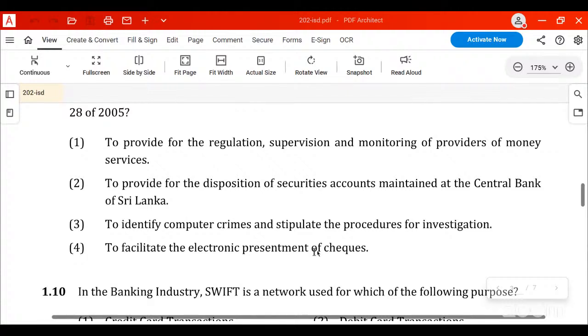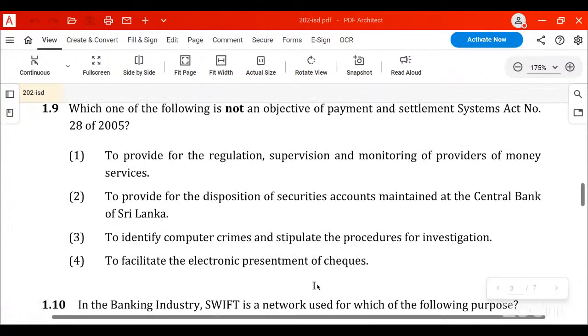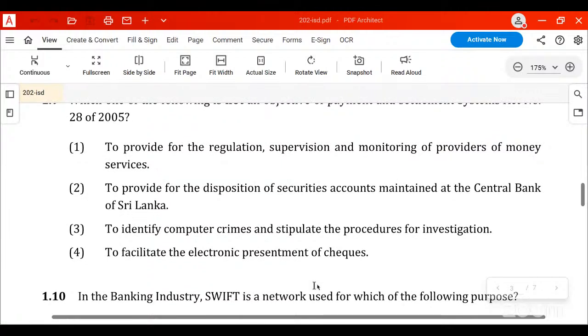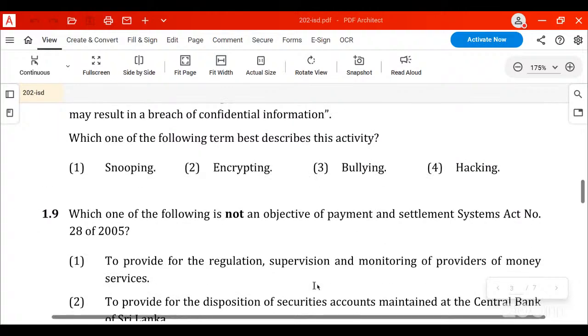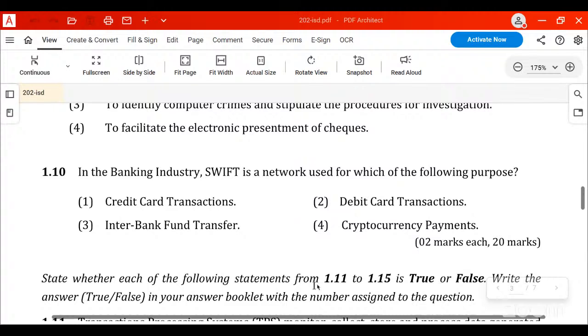Now, 1, 2, and 4 are given under the Payment and Settlement Systems Act. But to identify computer crimes and stipulate the procedures for investigation, that is provided by the Computer Crime Act. Then 3 is the answer, because identifying computer crimes is not an objective of this particular act.